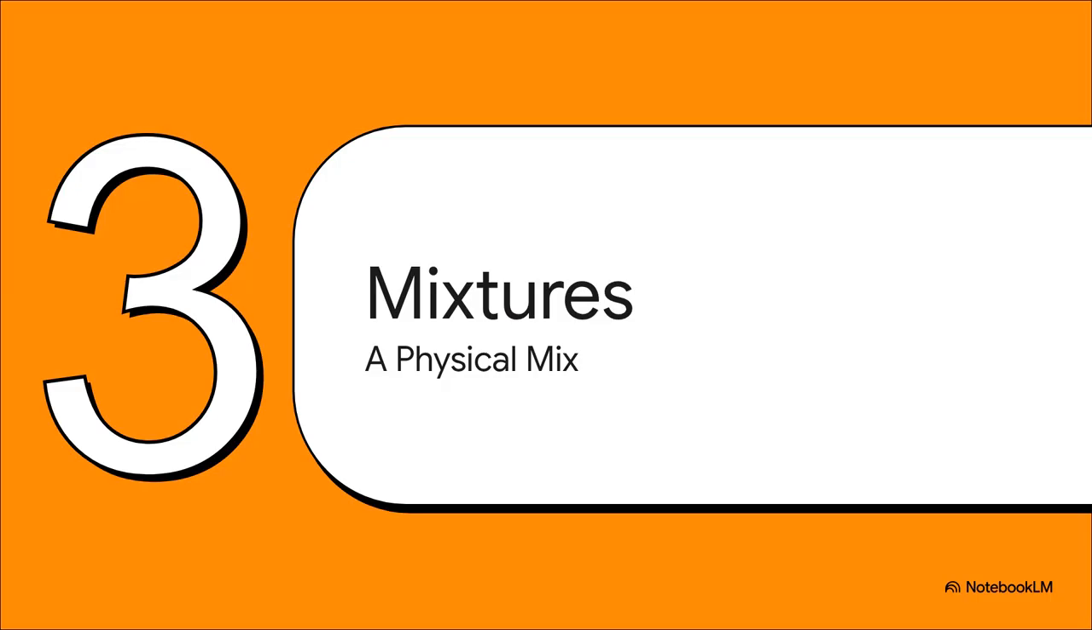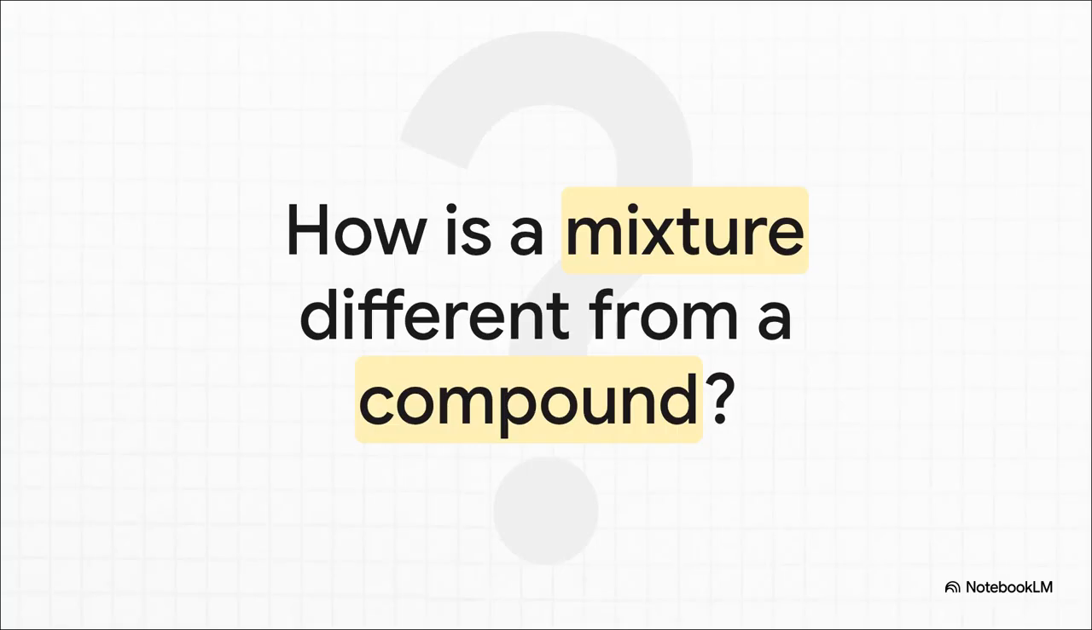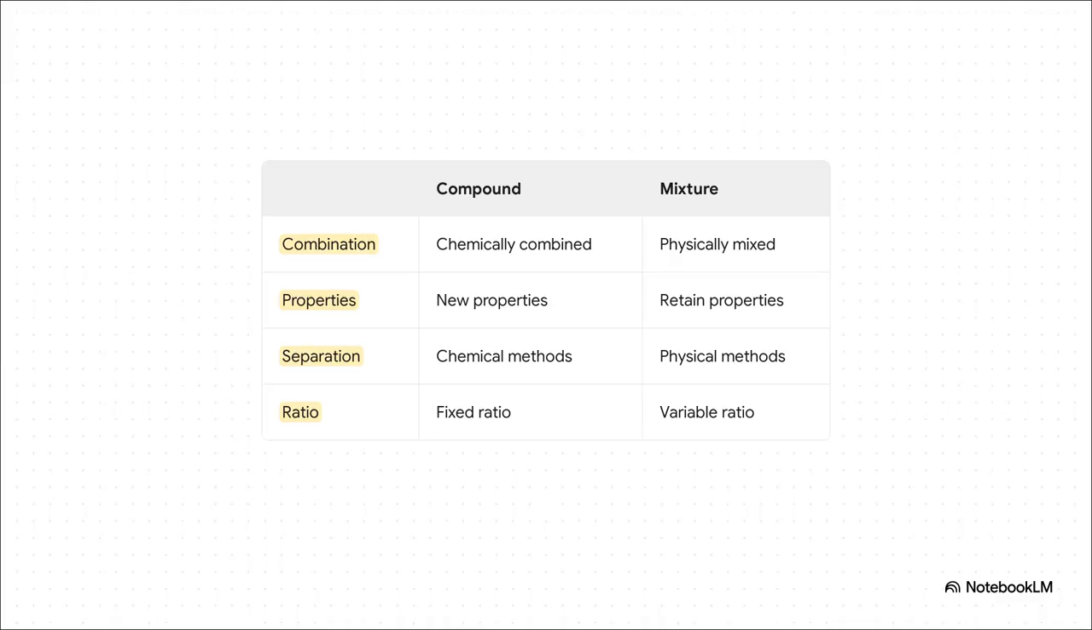Okay, we've got elements, the building blocks. We've got compounds where they chemically transform. So what's left? Mixtures. And this is where things get mixed up, but without all that chemical drama. So this brings us to the classic question that trips everyone up. How is a mixture different from a compound? Let's get this straight right here, right now, so you never get it wrong again. Okay, let's look at this side by side. In a compound, the elements are chemically combined. A brand new substance is formed.